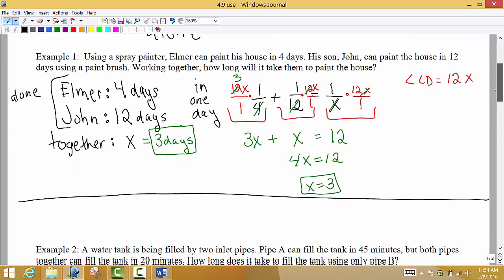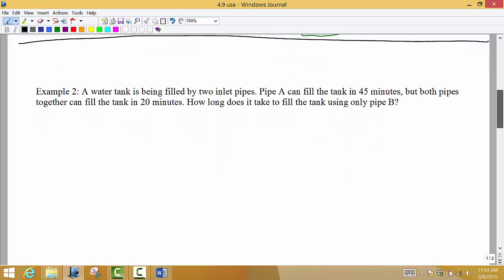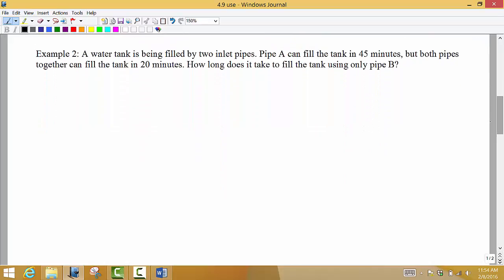All right, let's look at the next example. Here we have a water tank that's being filled by 2 inlet pipes. I'm going to write out the information as we go. Pipe A, and this means pipe A working alone. If I turn pipe A on alone, it will take 45 minutes to fill up the tank.